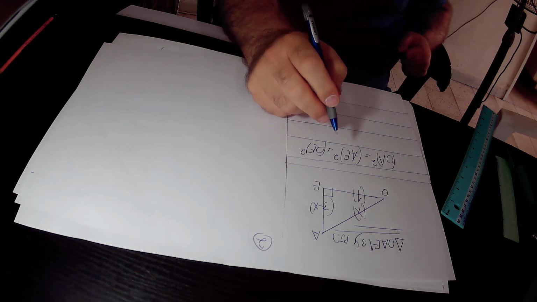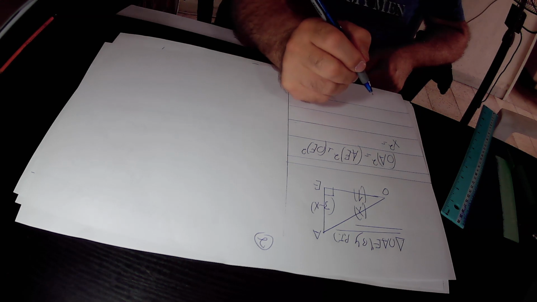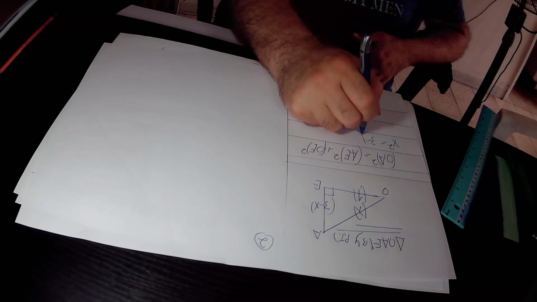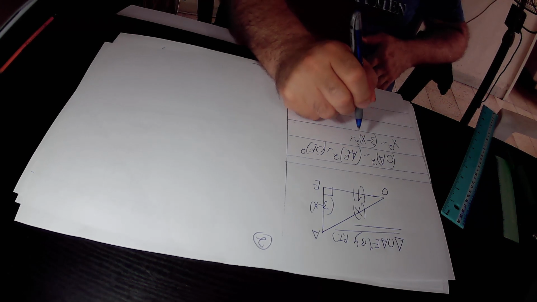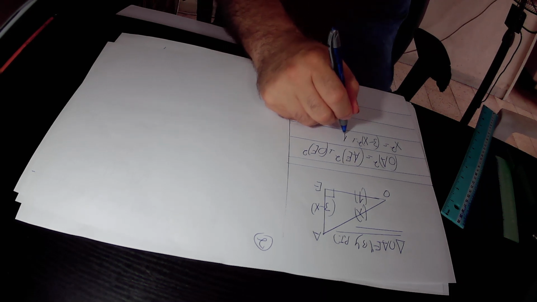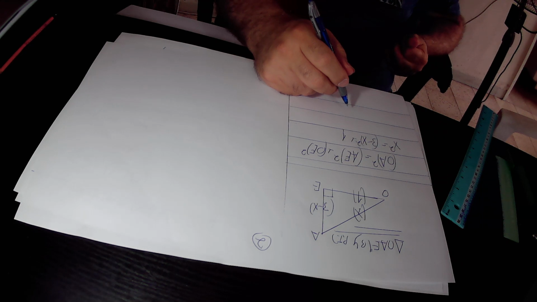OA is x, therefore OA squared is x squared, and it is equal to AE squared. AE is 3 minus x, therefore AE squared is (3 minus x) squared, plus OE squared. OE is 1, therefore OE squared is 1 squared, that is 1. So in total we found out that x squared equals (3 minus x) squared plus 1.